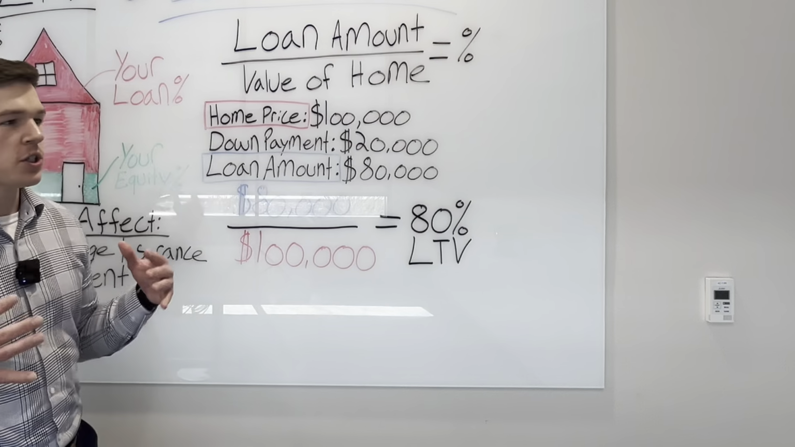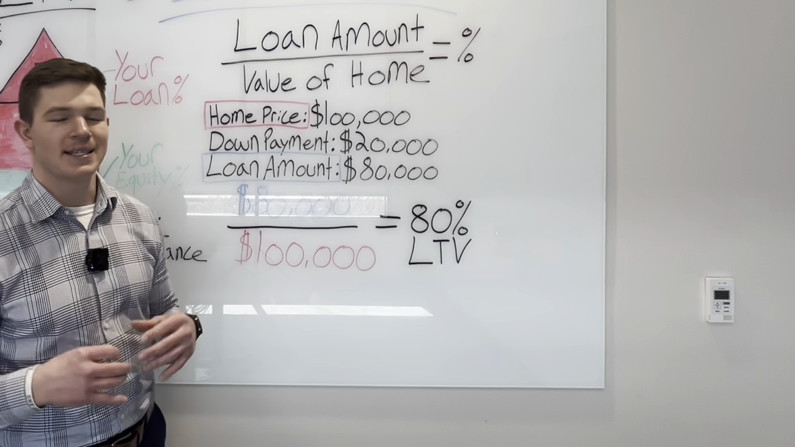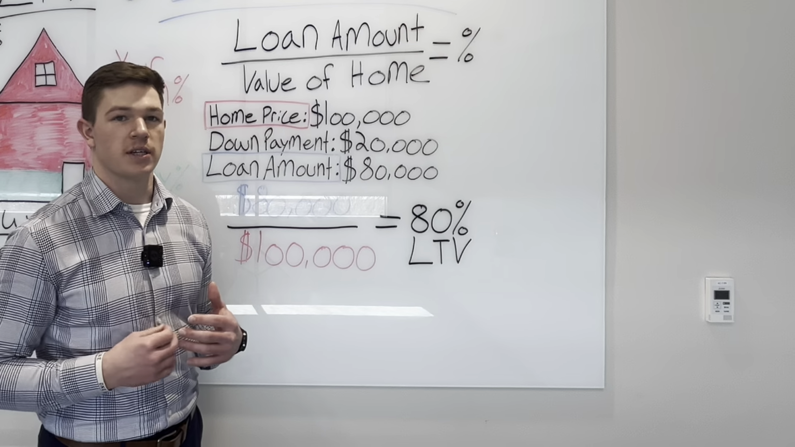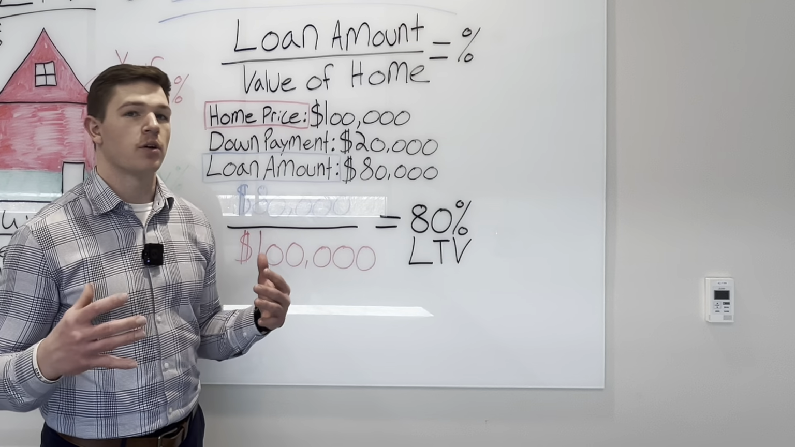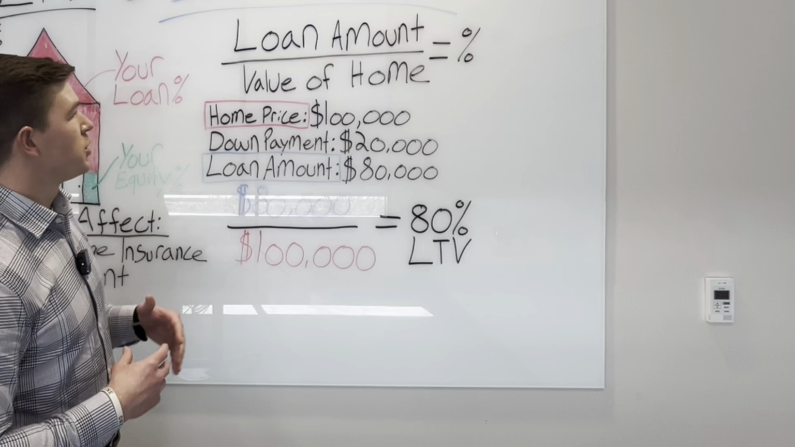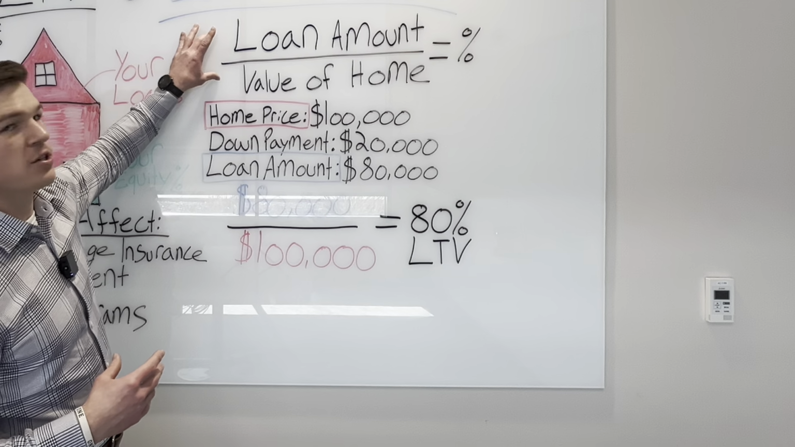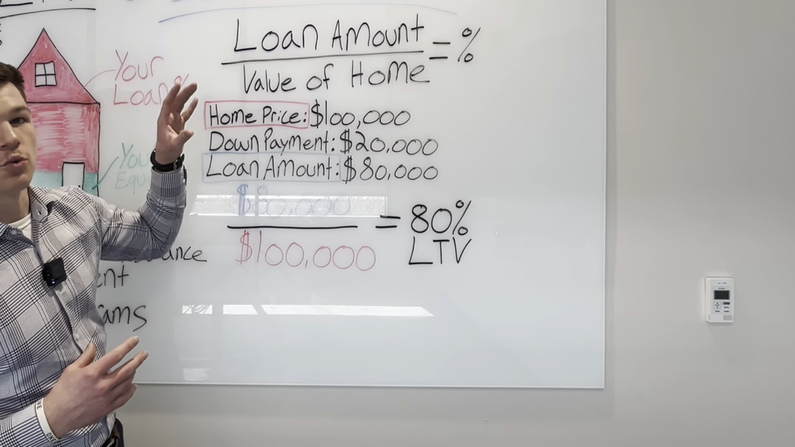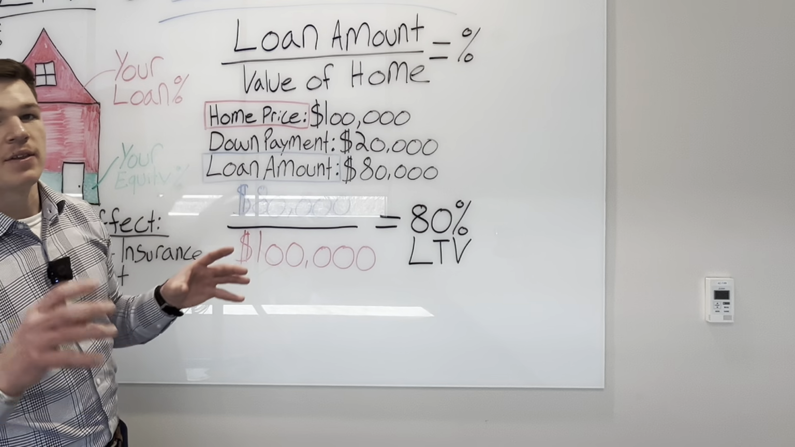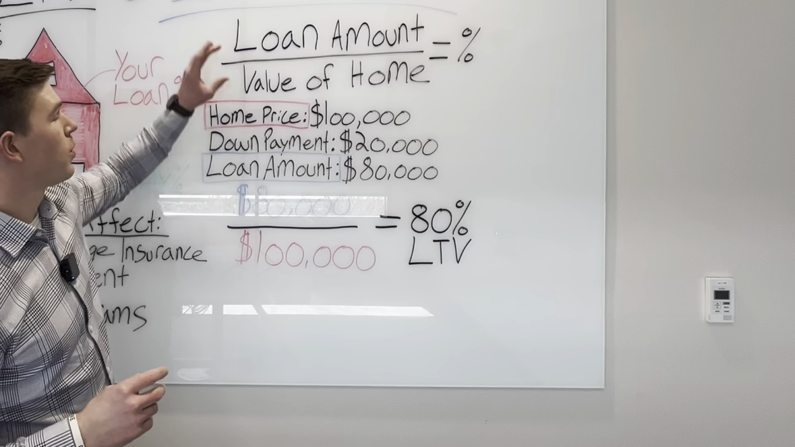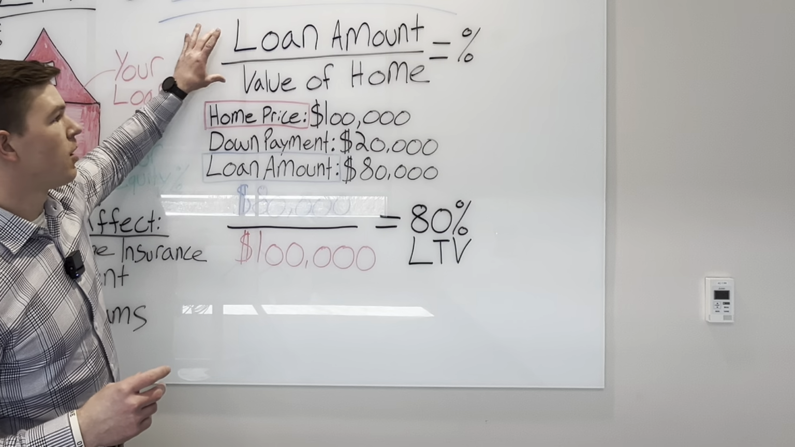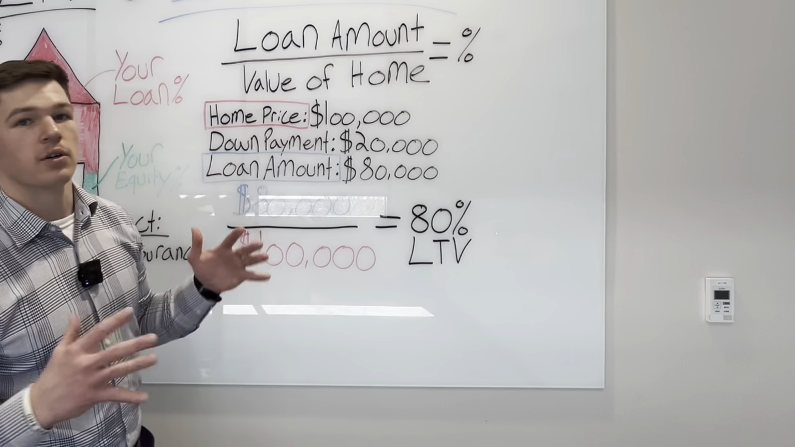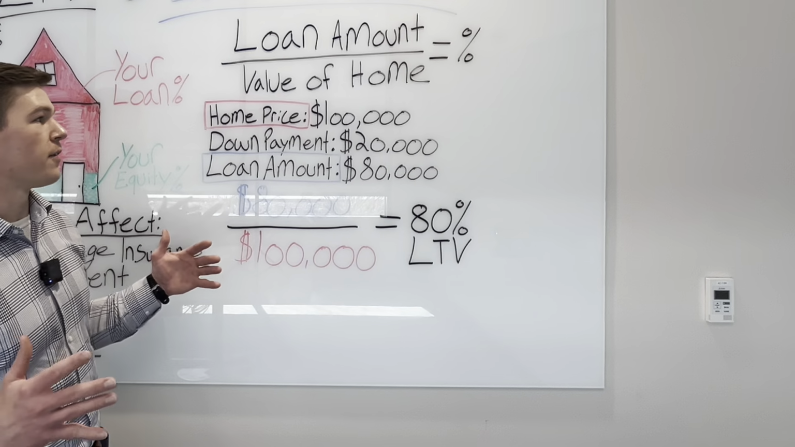So let's start out with a basic equation, because this is a ratio, and that's ultimately what lenders are using when they're classifying your loan for different risk levels. Basically, your loan to value is the total loan amount you're going to need to bridge the gap between the down payment and the overall price of the home. So your loan amount divided by the home value gives you a percentage, and that's what your LTV, or loan to value, is.